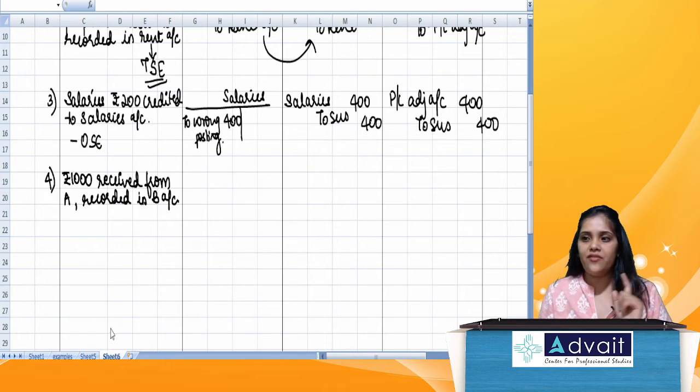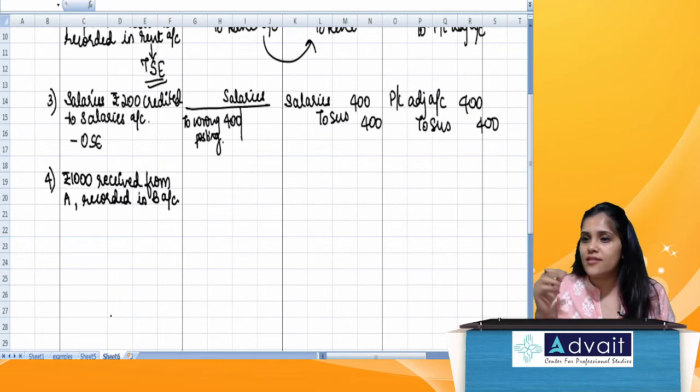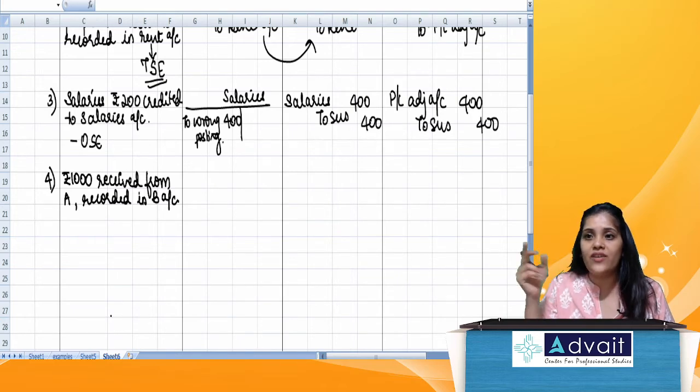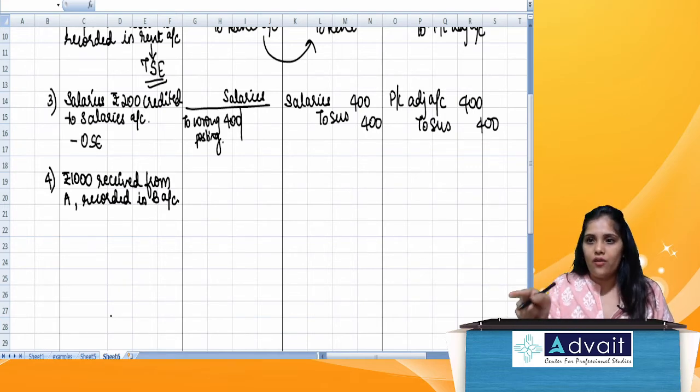You have received 1000 from A. Amruta, we have to replace the nominal account, not the suspense account. Salaries is a nominal account, right? So we replace the nominal account with P&L adjustment and we put the rest to suspense account. Suspense remains. Suspense is not a nominal account. Okay? Now, next one.